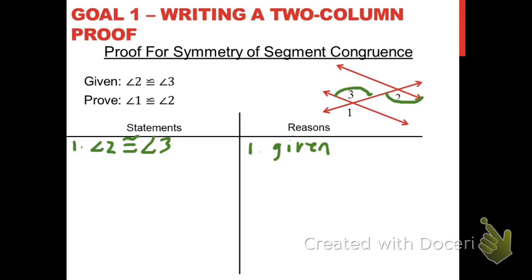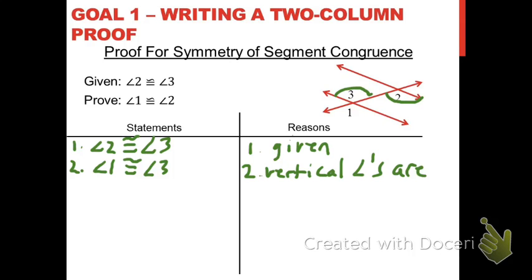So listen and watch as I write out the statements here. I said that the next part of our strategy is that we're going to show that angle 1 and angle 3 are congruent to one another. And so I'm actually going to make that statement in my proof right now. Angle 1 is congruent to angle 3. And how do I know that angle 1 is congruent to angle 3? Well, because I know that vertical angles are congruent.